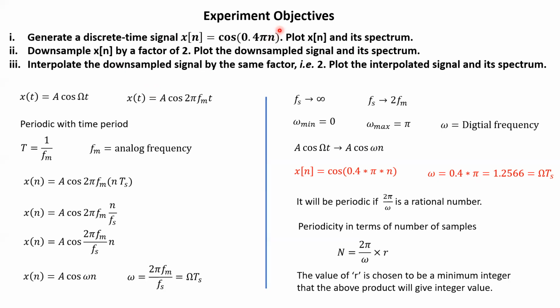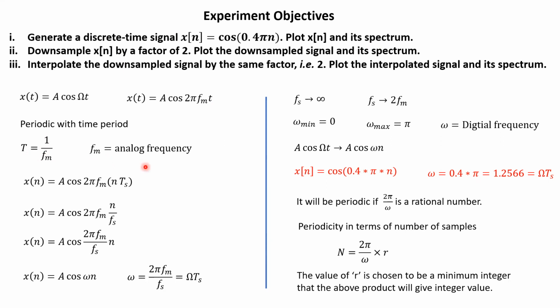Since it is a cosine signal, a discrete cosine signal, let's start with it. Suppose we have a continuous time signal x(t) with amplitude A and certain frequency omega t. Normally this omega can be written as 2 pi fm t. Because this signal must be periodic, we can calculate its time period, and that will be T equals 1 upon fm, where this fm is obviously an analog frequency.